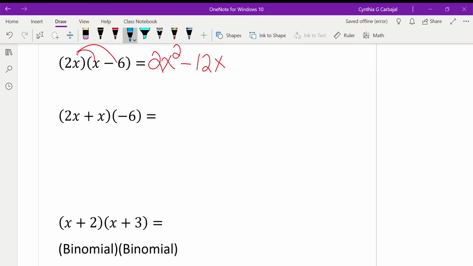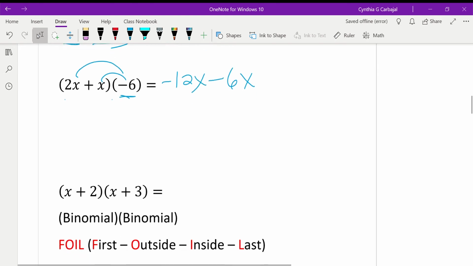Now the second one is actually very similar to the first one, except that our monomial, the one that's just one term, is in the back. But it doesn't matter. We can do 2x times negative 6, so negative 12x, and x times negative 6, which is negative 6x. So same thing, this term has to be multiplied times both of these, and then up top here is this term times both of these. Okay? So same thing, whether it's in the front or in the back, it's still distributing. Questions?